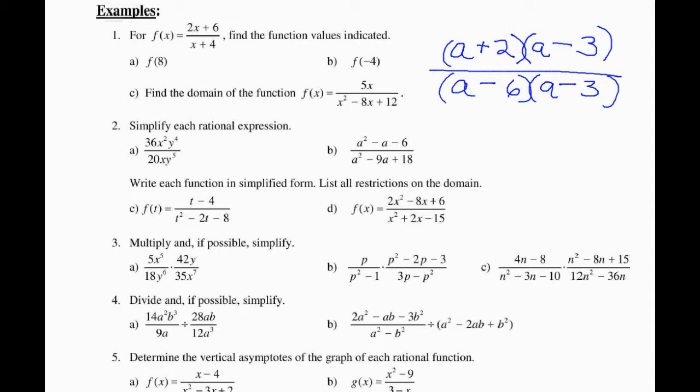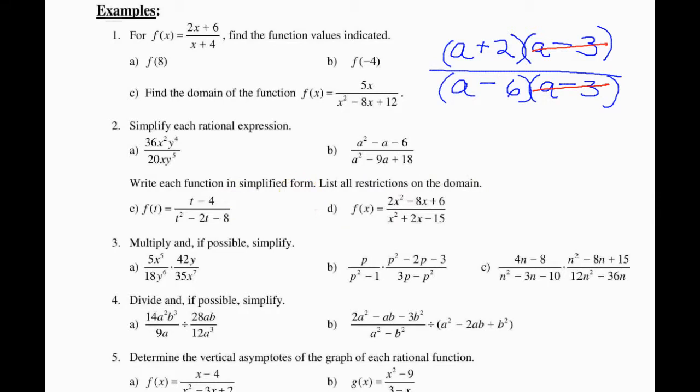Now that we've factored these, we look to see if we have 1s anywhere. Well, anything divided by itself is 1. So this cancels out, and our answer then is this. Okay? Now, for these, they want us to write each function in simplified form and then list all restrictions on the domain.